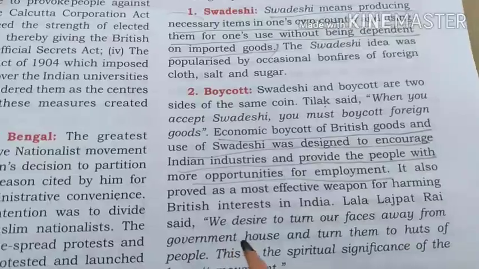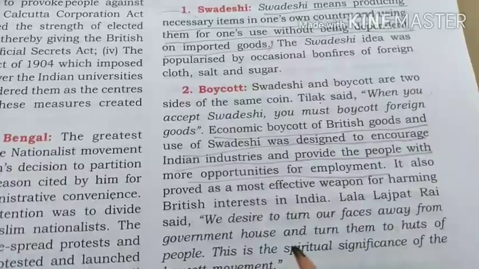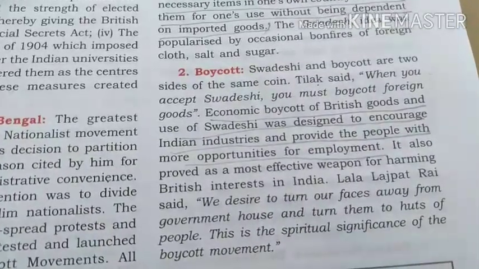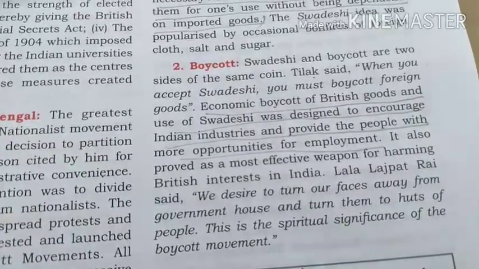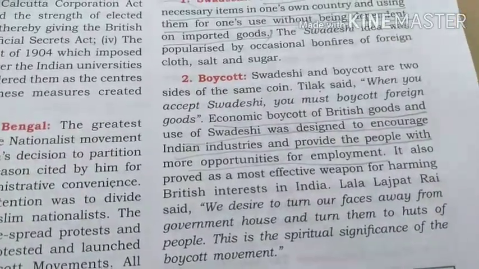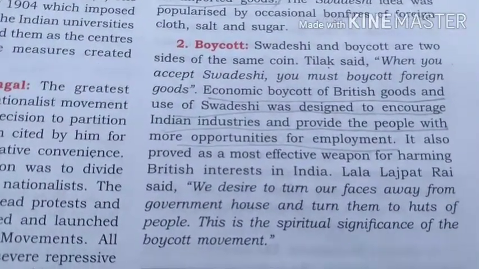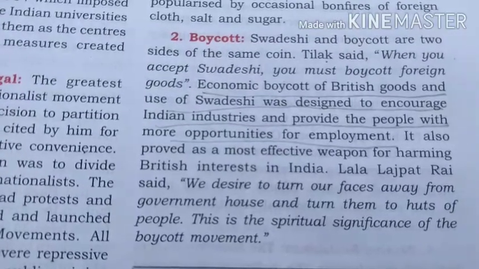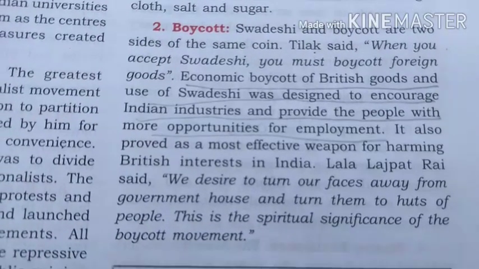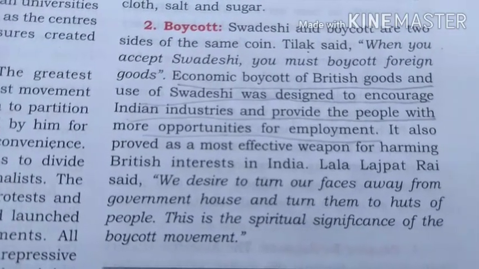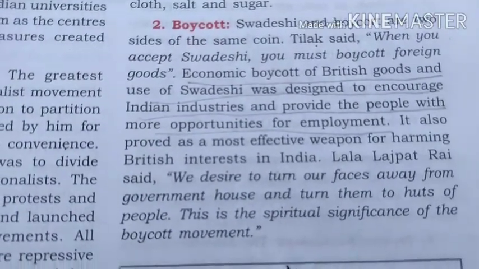Lala Lajpat Rai said, we desire to turn our faces away from government houses and turn them to the huts of the people. This is the spiritual significance of the boycott movement. So Lala Lajpat Rai said that from now on we should not face towards government houses or buildings, but towards our Indian huts, or houses.